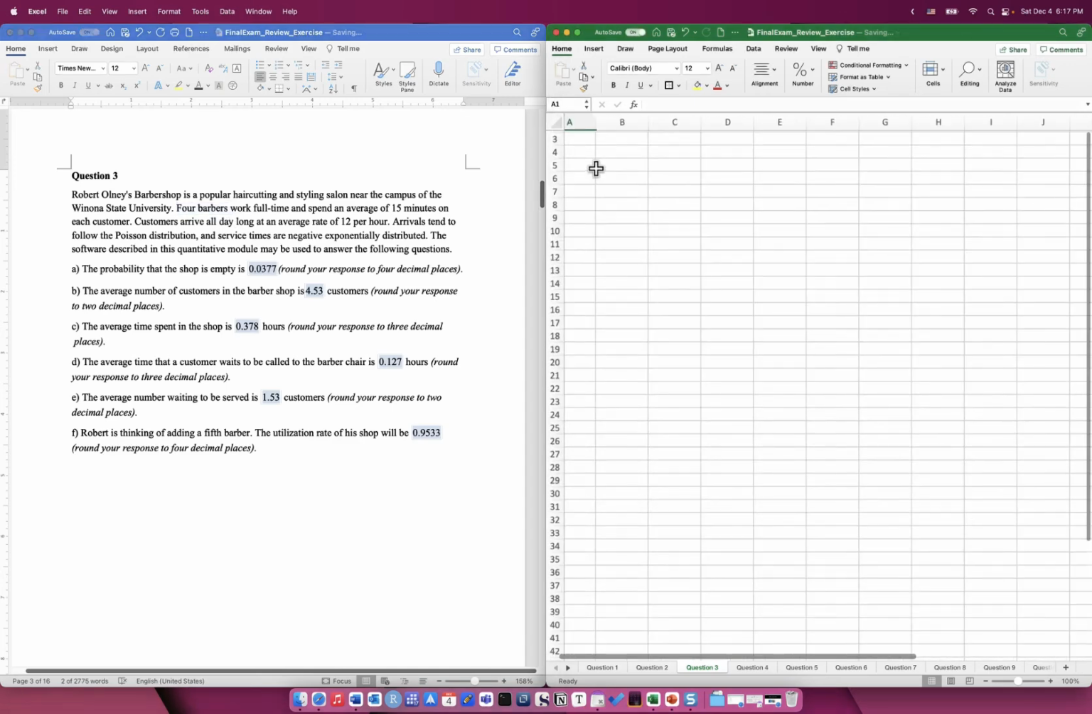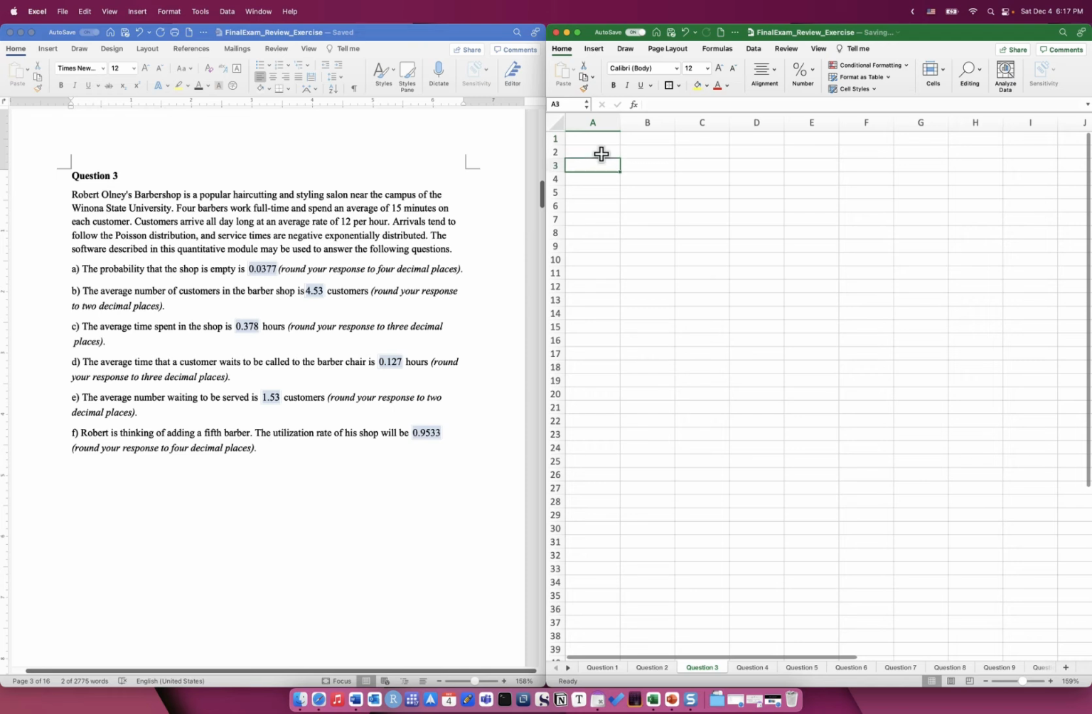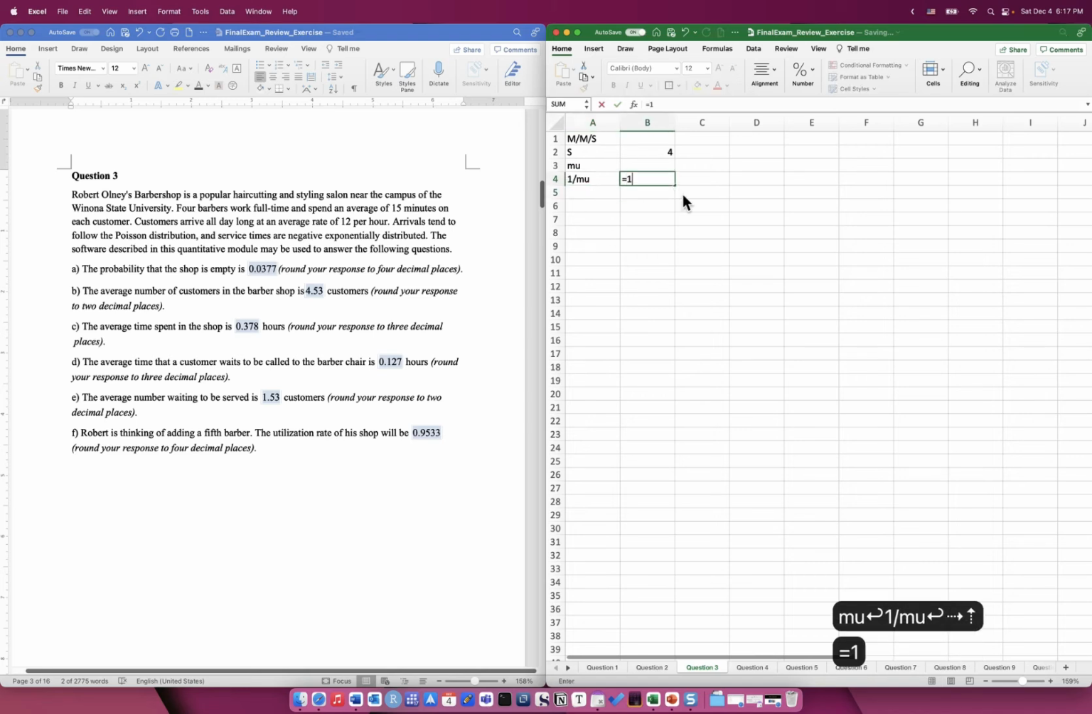So 4 barbers, it looks like we're dealing with an M/M/S system. The number of servers we have here is 4, and an average of 15 minutes on each customer. So your 1 over mu is 15 over 60. 15 minutes out of 60 minutes, which is an hour, is a quarter hour per customer. That means in each hour you're serving 4 customers.